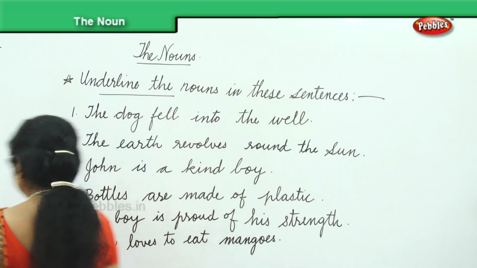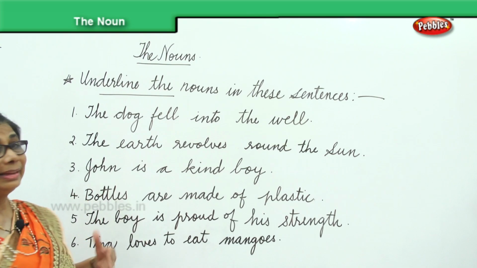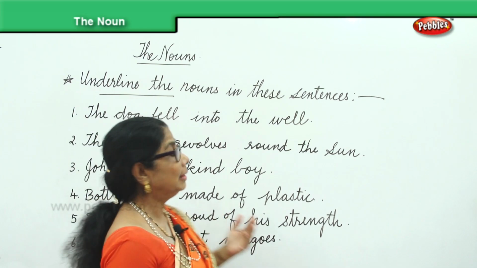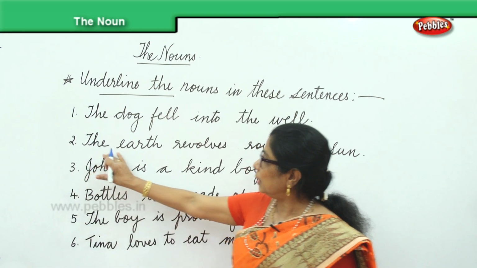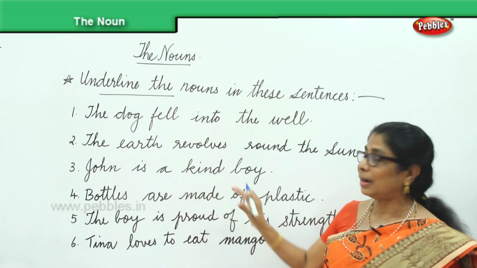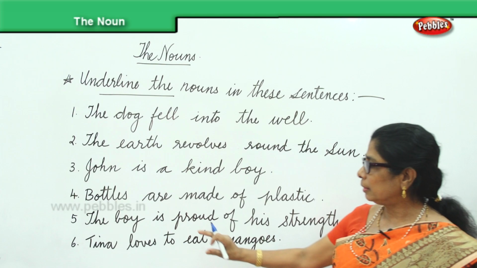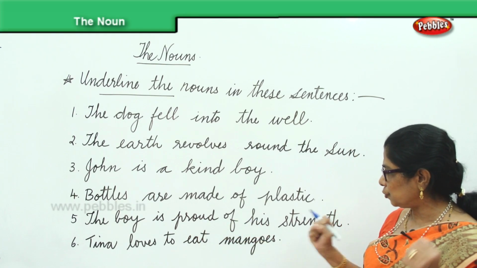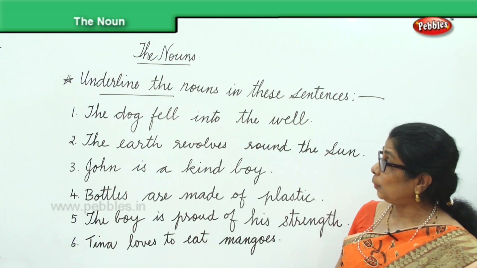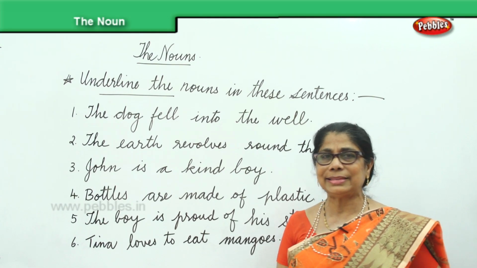Now we have here 6 sentences for you to look at, and we are going to underline the noun that we see here. The dog fell into the well. The earth revolves around the sun. John is a kind boy. Bottles are made of plastic. The boy is proud of his strength. Tina loves to eat mangoes. What are we going to do? We are going to underline the nouns in these sentences.